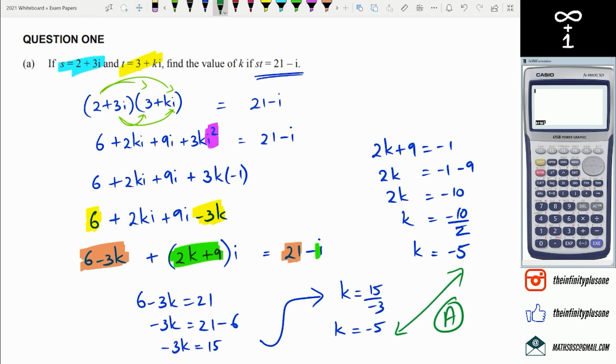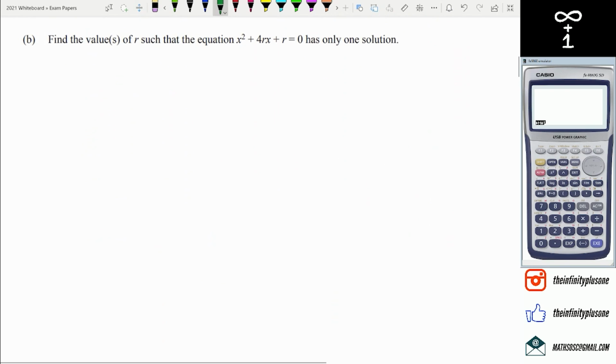Okay, so going on to question 1b. With 1b, what we have here is your classic discriminant question. It says it has only one solution. So you have to remember from level 2, when we're dealing with discriminants, that when we have one solution, b squared minus 4ac is equal to 0. So all we have to do is work out what our a, b, and c are. You can see that a is equal to 1, b equals 4r, and c is equal to r.